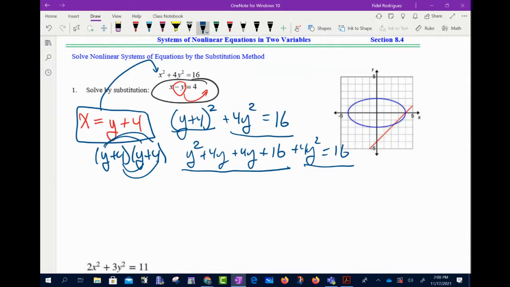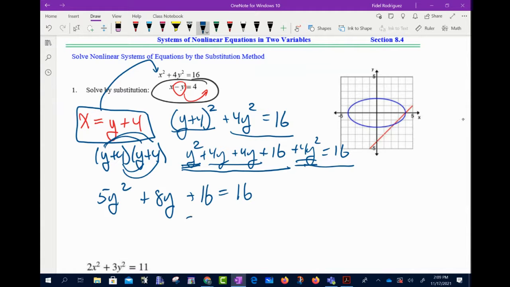Okay, so let's keep going. So far we're good at this stage? Okay, so let's keep going here. We're going to start combining like terms. Look, y'all, so we got a y squared and a 4y squared. That's going to give me a 5y squared. 4y and 4y is going to give me an 8y. And plus 16 equals 16.